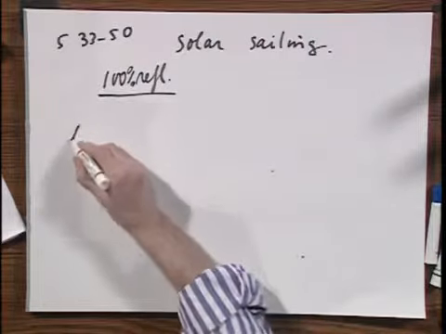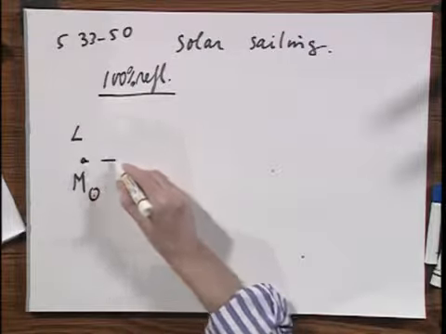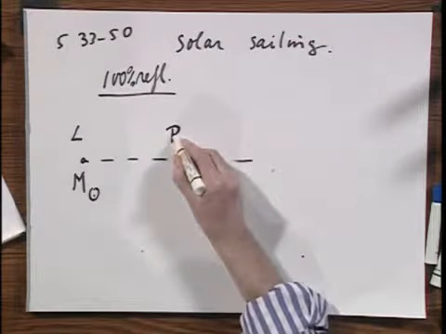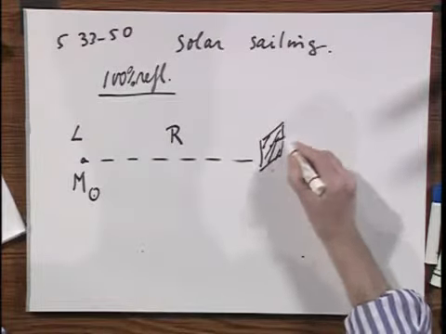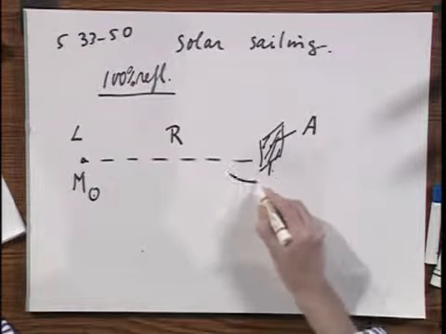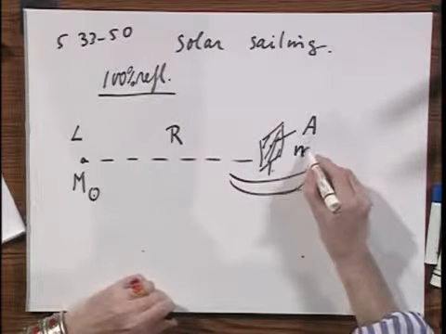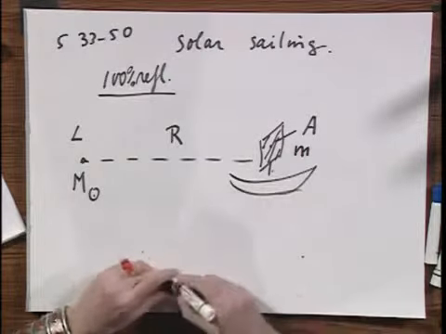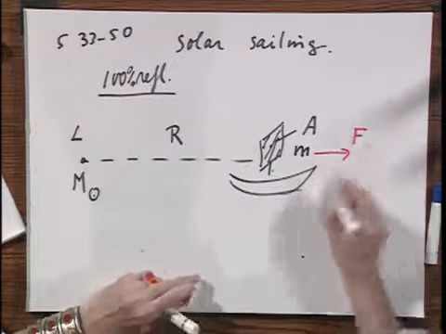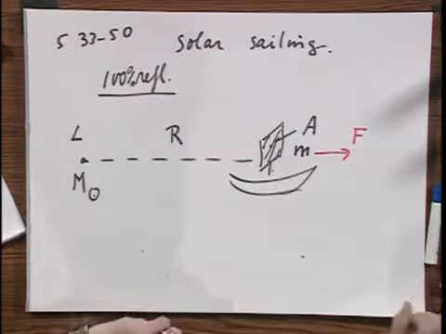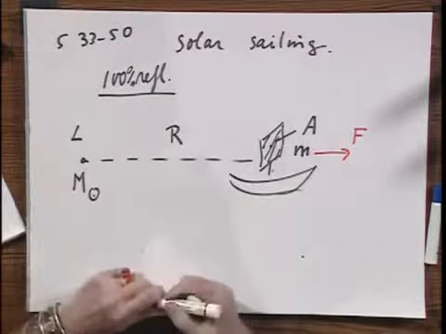Here is the sun, luminosity of the sun. This is the mass of the sun. And at a distance r, here is our wonderful science fiction sailboat with area A, and here is the boat. Let the mass of the boat plus the sail be m, and we want a net force in this direction which is larger than 0. In other words, we want the radiation pressure to be larger than the gravitational pull.